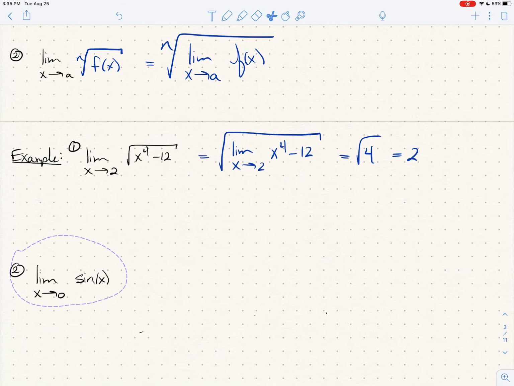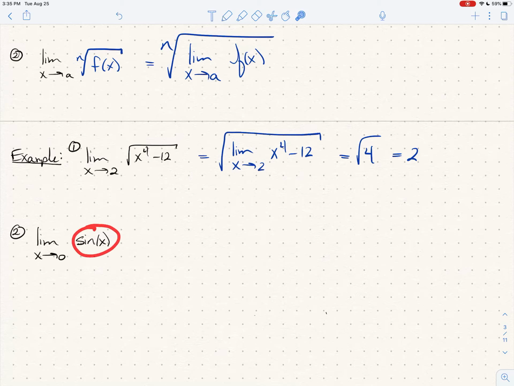Let's slide up this example for a little bit more space here. So second limit, second example: limit as x goes to 0 of sine of x. Sine of x is just a trig function. Its domain is everything. So I can just use the direct substitution property and realize that the limit is going to be the same thing as the sine of 0, which we know is just 0.